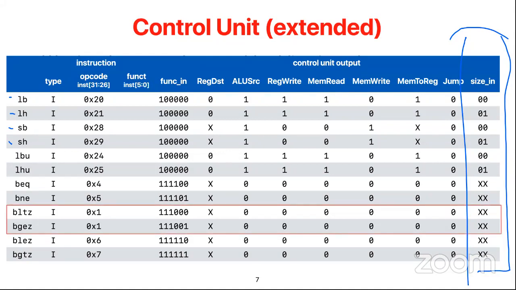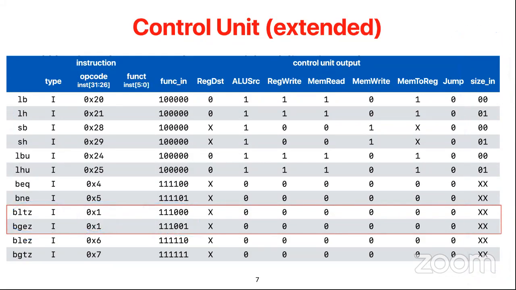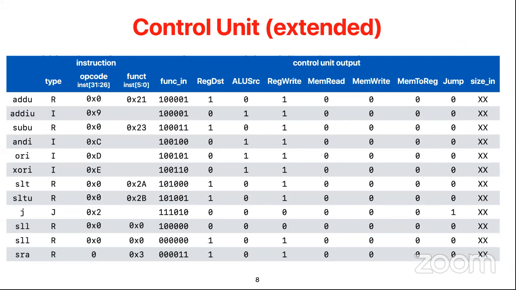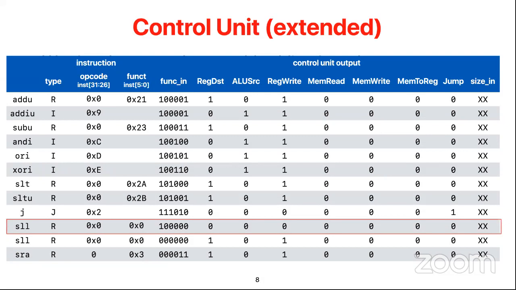Another thing that you might find interesting here is that there are 2 instructions, BLTZ and BGEZ. They share the same opcode, but you have to output the function differently. So how do we tell this? Later on we will discuss that, but this part you have to take special care of. And this is another control unit that you need to extend.